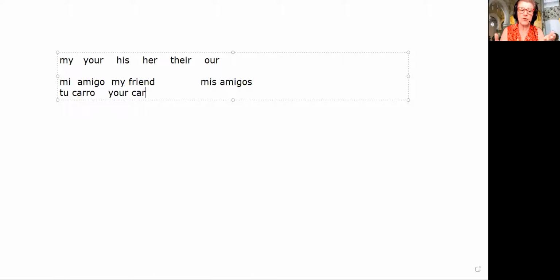Tu carro, your car. The way you say your cars, let's say your husband collects cars and he's got like three antique cars and he loves those cars. Then it's your cars. And the word cars, carros, is plural. So the word your also has to become plural. Tus carros. Tu carro, this many. Tus carros. You've got, I don't know, two, three, depende, right?